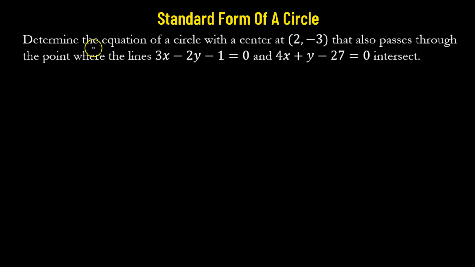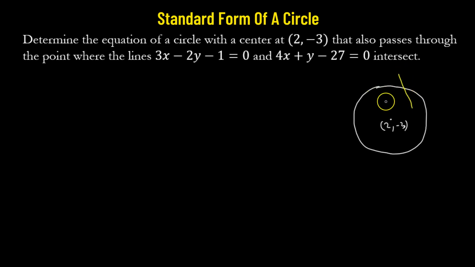In this problem, we need to determine the equation of a circle having a center 2, negative 3. That's the coordinate of the center. And also the circle passes through the point where these two lines intersect. Now that means we have a circle, and it's given here that the center of the circle has a coordinate 2, negative 3. And there's a condition given here that the circle passes through the intersection of the two lines.